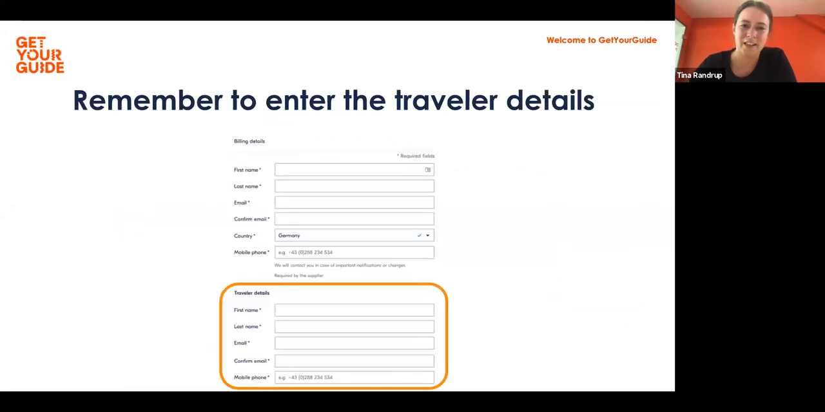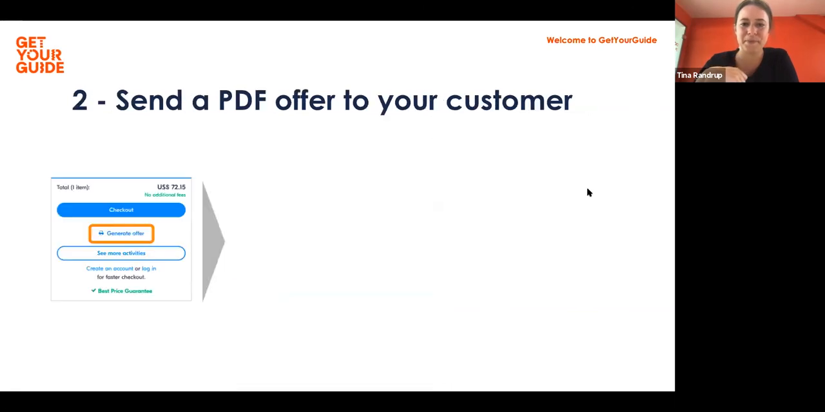One thing that is key to remember is to enter the traveler details when you get to the information. As you can see here, the upper part is billing details. That's where you usually would enter your information and your email address so that you get the confirmation emails as well. But in the next one where it says traveler details, it's important to add the traveler details because that's the name that will be printed on the entry voucher. And that's also the email address we can send a mobile voucher to. So that's one thing to remember.